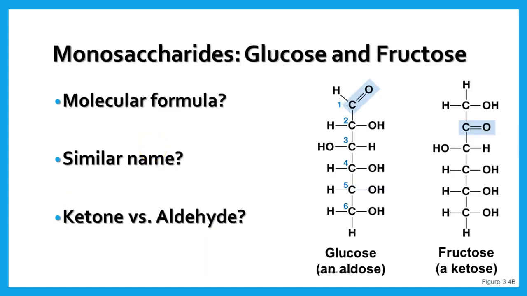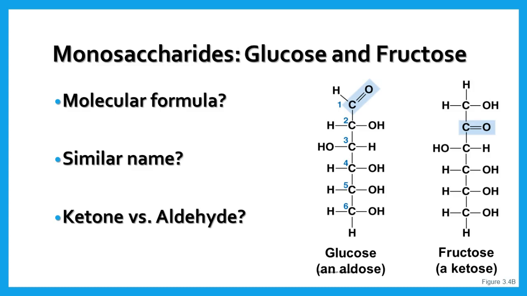Here are two monosaccharides, glucose and fructose. It says glucose here is an aldose. That means it's got this carbonyl group on the final carbon. And fructose is a ketose, which means the carbonyl group is on an interior carbon. This particular one is on the second carbon. So if you look at them and count up how many carbons, hydrogens, and oxygens, you'll find that they have the same molecular formula, C6H12O6.